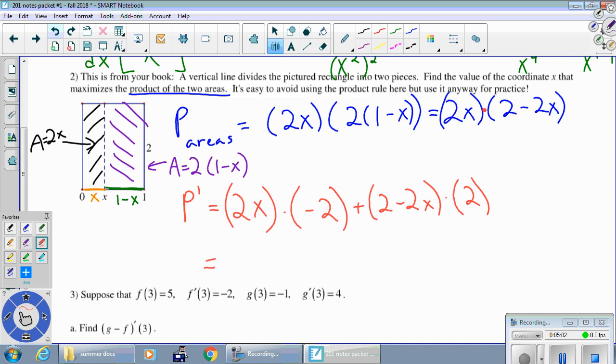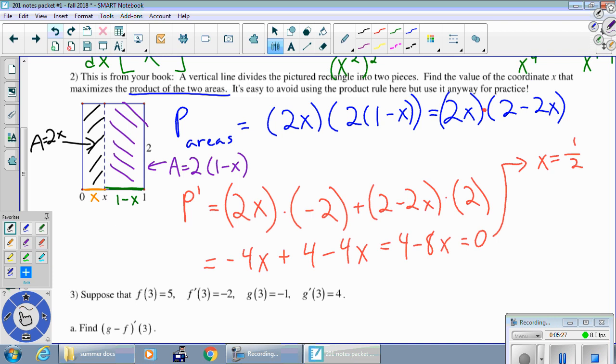So the 2x times -2, that's -4x, plus, and now I'll distribute the last 2 that you see and get 4 minus 4x. And so altogether, I see 4 minus 8x. That's my derivative. And we're looking for critical points, and so we set it equal to 0. And solving this equation is pretty easy. You should see that x is equal to 1/2 in 2 steps. So that's our critical point.